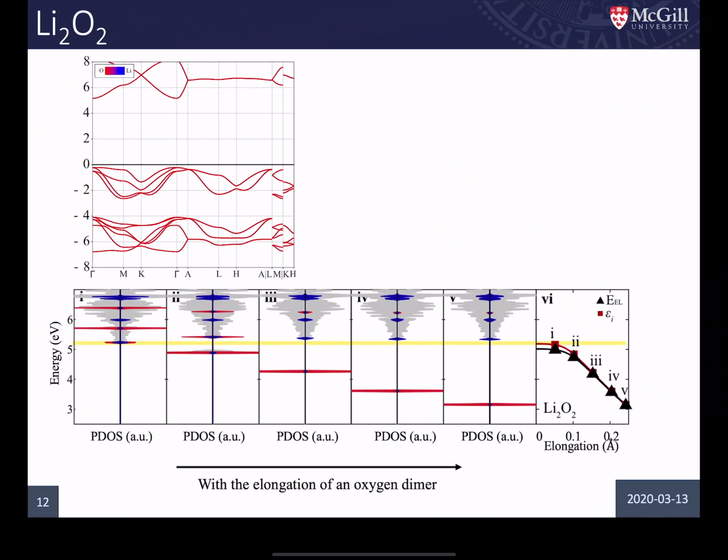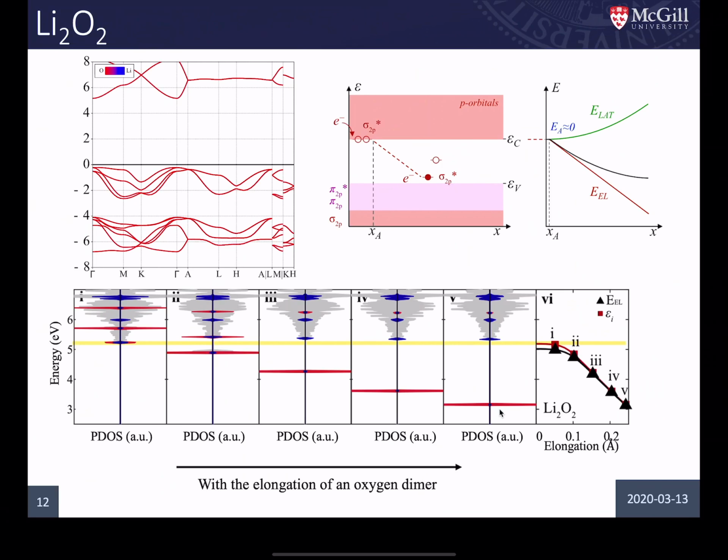Let's look again at these two extreme cases. For lithium peroxide, the bottommost of the conduction band is mainly composed of oxygen p orbitals. With stretching of the oxygen dimer, the Polaron state moves down immediately. This cartoon here summarizes the results very well. If the conduction bands are all from oxygen p orbitals, there will be no delay because the Polaron in the end also sits on the oxygen p orbitals. There will be a smooth transition from the free electron state to the Polaron state.